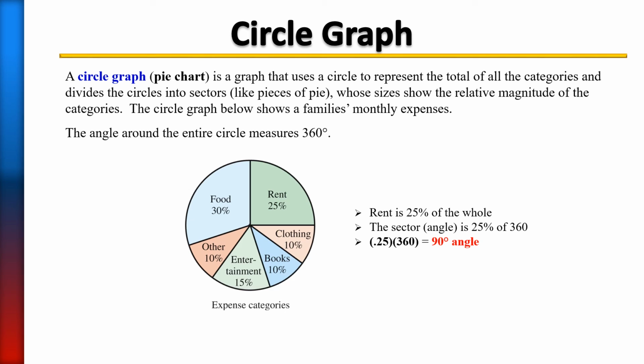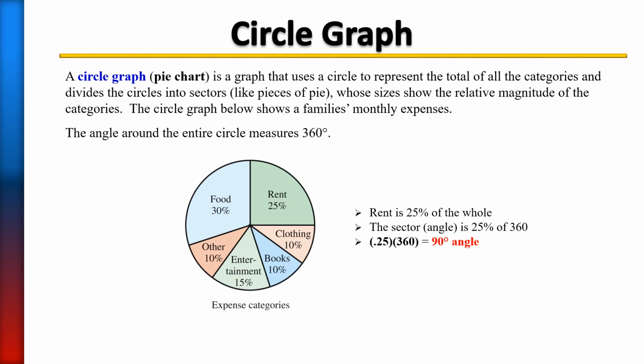So if you type in 0.25 times 360, what you should get is 90. And so what that tells us is that rent would be 25% of that 360 angle. So if you have your protractor, you would move it to 90 degrees, and that is where you would sketch or draw just that sector of the rent.